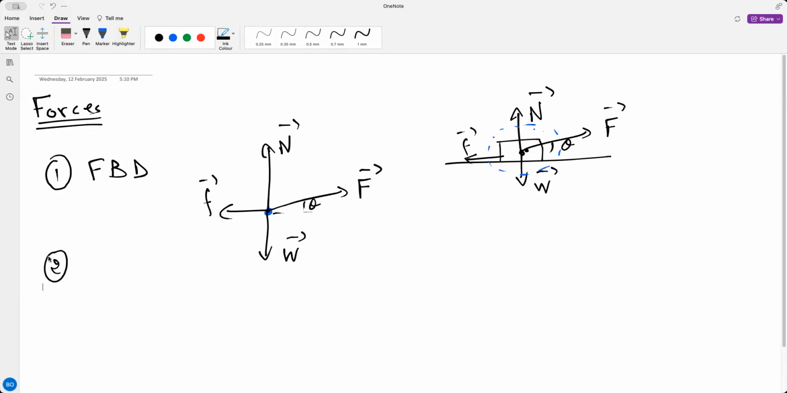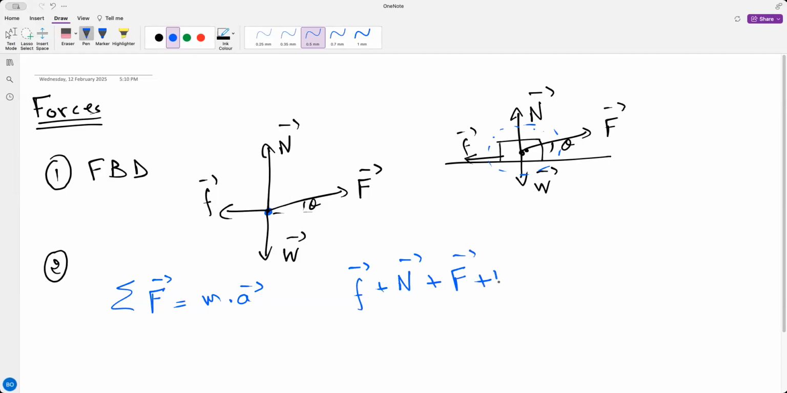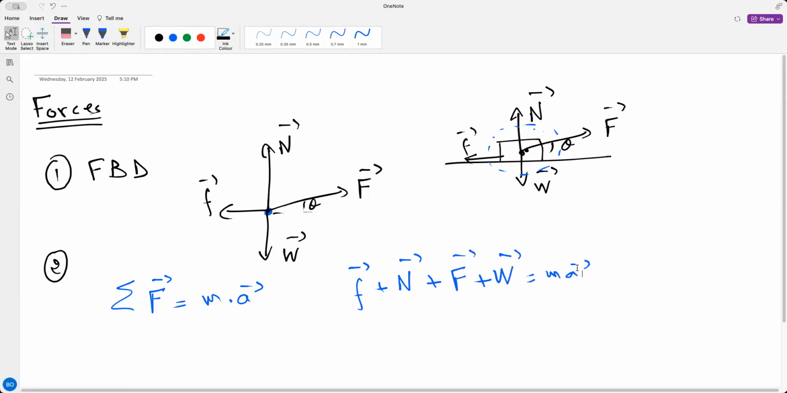The second step is to write down the second law of Newton. The second law of Newton says the sum of the forces acting on this object is equal to the mass of the object times the acceleration, which in vectorial form, in this case, will give F plus N plus capital F, the traction force, plus W is equal to ma. Okay, so now let's assume that, in this case, the acceleration is this way, so the object is moving to the right. So this is the second step.